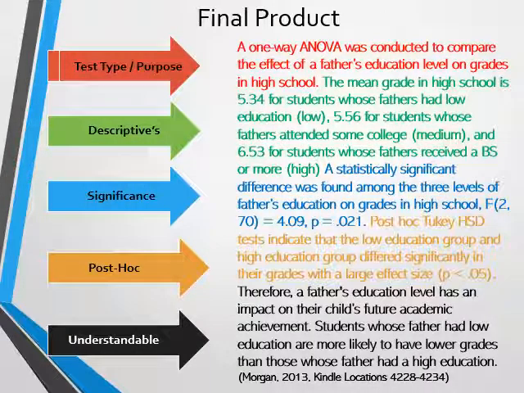Your final product should look something like this, first including your test type and purpose, then identifying your descriptive statistics like your means, and also you can include your standard deviations, then your significance, then your post hoc test results, and then finally a statement that makes it more understandable to everyone who reads your report.